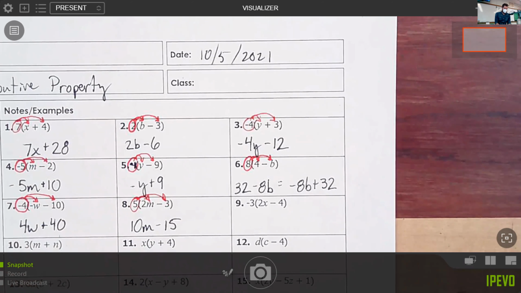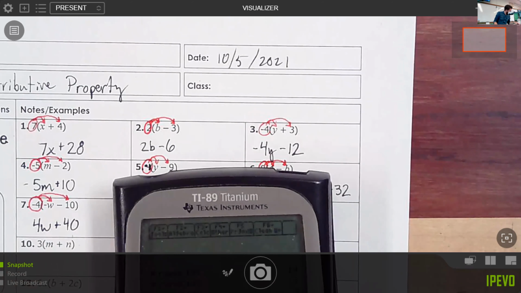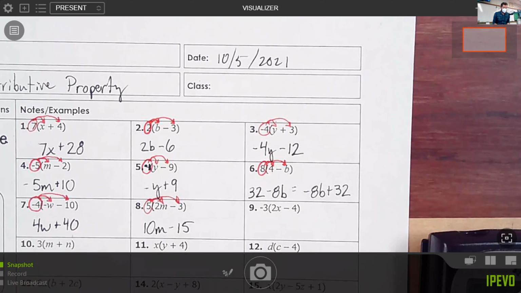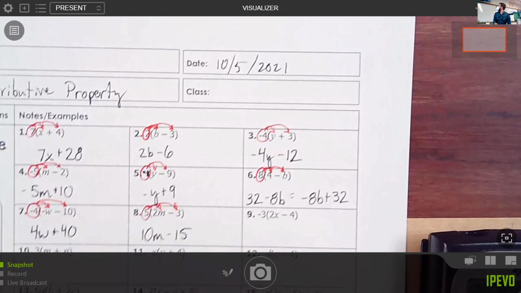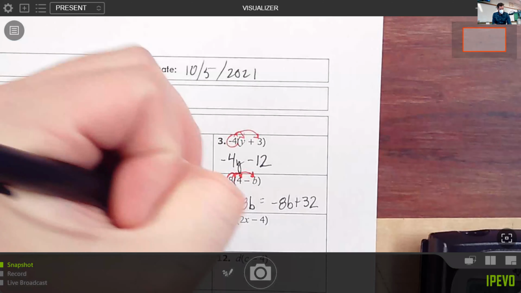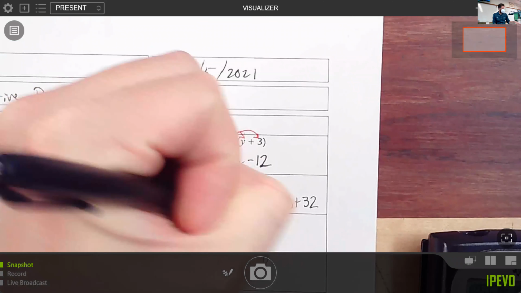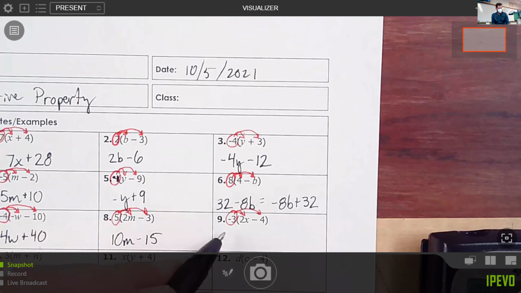Number 9. Paige, you have an answer for number 9? -6x plus 12. Yes, I like it. Nice job. So we're going to take our -3, distribute to the 2x and the -4. -3 times 2 is -6 with an x is -6x. And then -3 times -4 is +12. Well done.